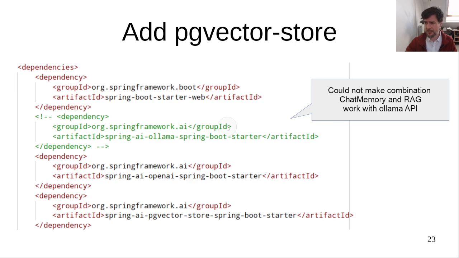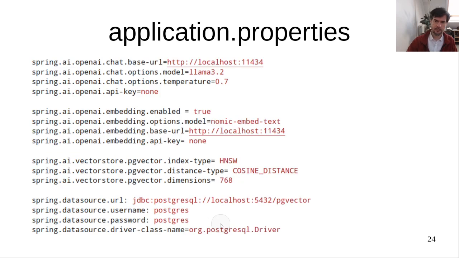I was able to make it work for just doing retrieval augmented generation or just chat memory, but not both at the same time. Whereas when I switched to the OpenAI API, I was able to do both. So bugs still here and there, but it's fine. It's working. That's the important part. Again, we of course need the PGVector store dependency as well, so we can connect to our vector store. So that's my BOM.